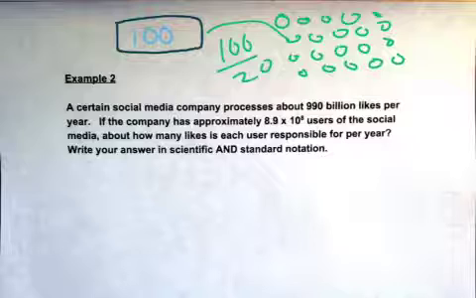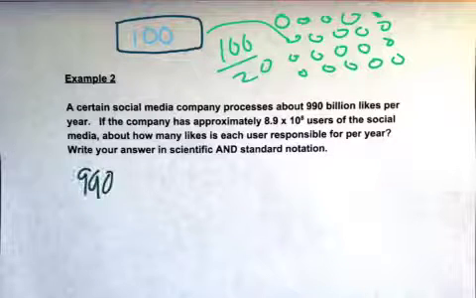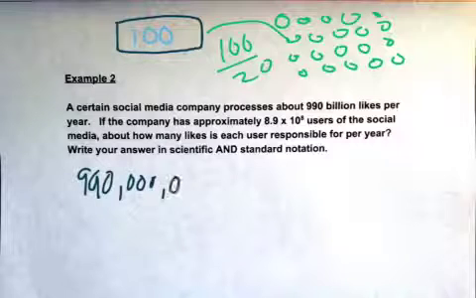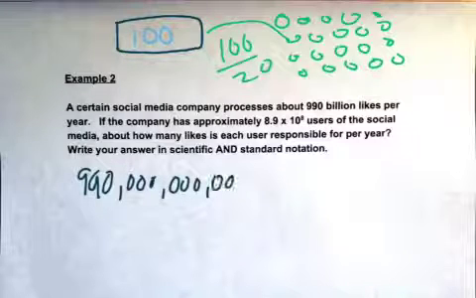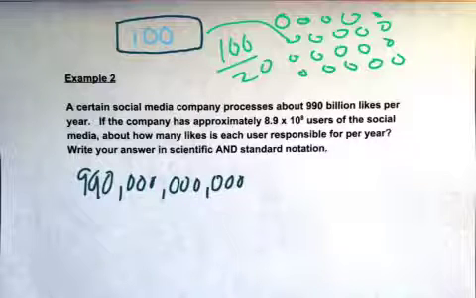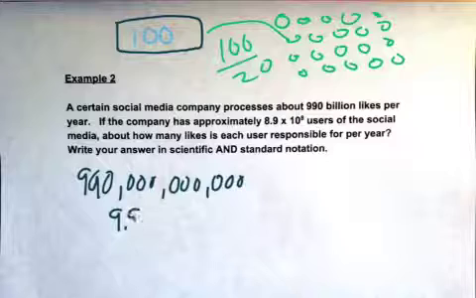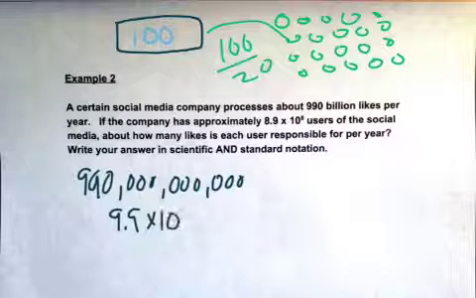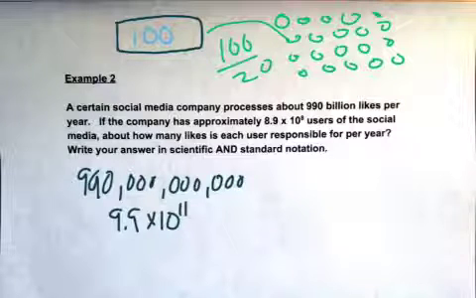I have 990 billion likes. So again, I'm going to write that out. 990 billion likes. And that in scientific notation is 9.9 times 10 to the 11th. And the company has approximately 8.9 times 10 to the 8 users. So we want to figure out how many likes per user.